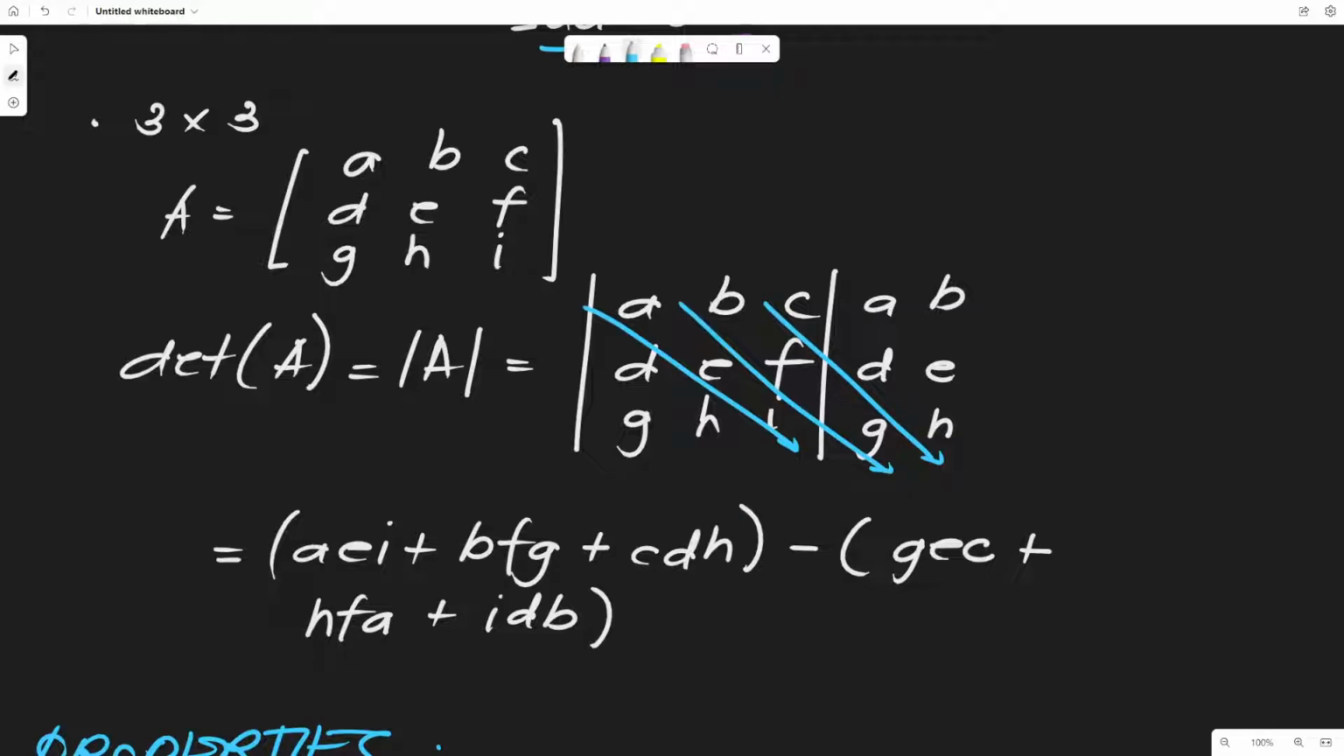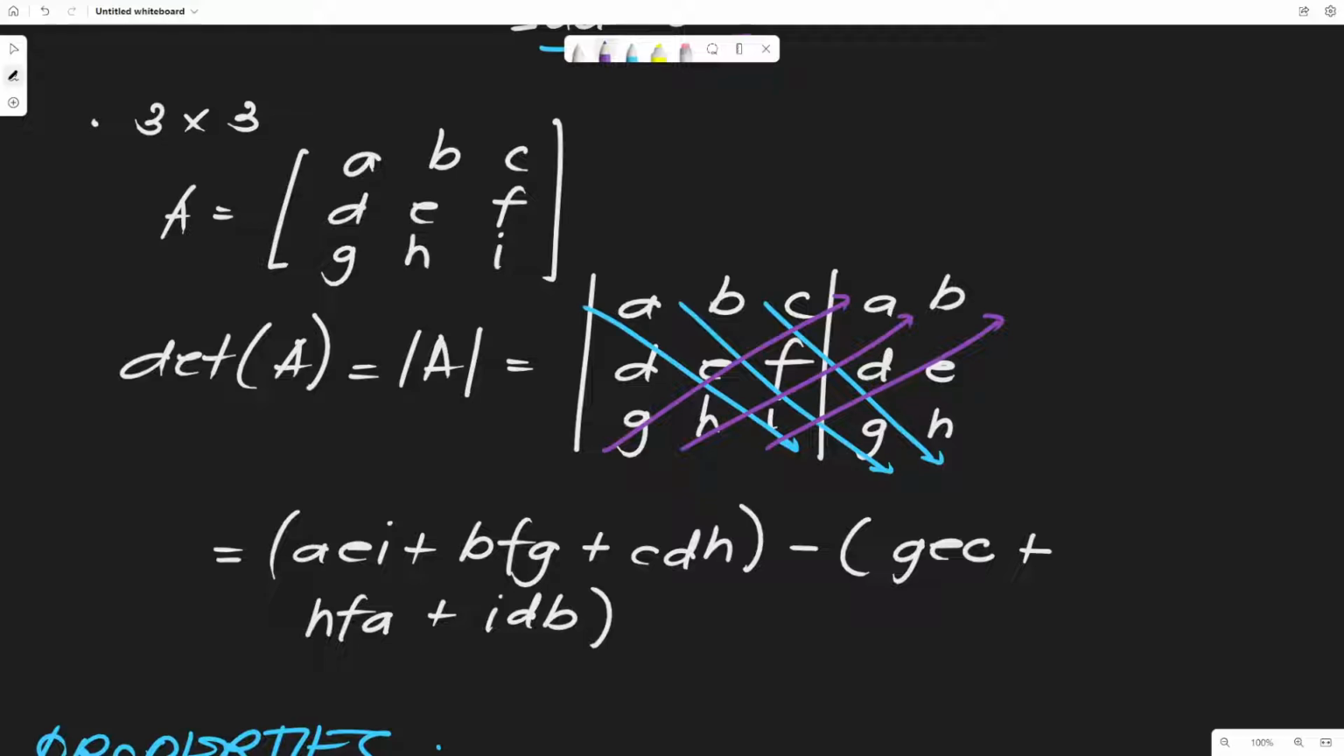Then, all the upward diagonals. If you notice, we have G, E, C, then H, F, A, then I, D, B. You get the sum of all the upward products and subtract them. So, all the downward products minus the upward products. But this is not the only way of getting the determinant of a 3 by 3 matrix.